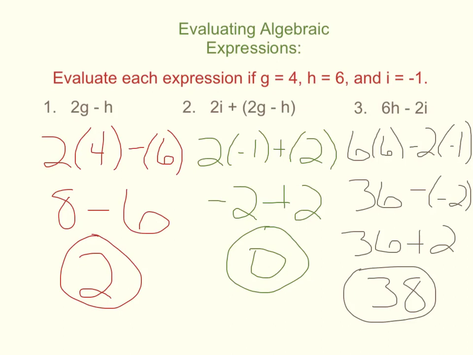In the third example, I plug in 6 for h and negative 1 for i. So I have 6 times 6 minus 2 times negative 1. I do my multiplication first. 6 times 6 is 36, and 2 times negative 1 is negative 2. So I have 36 minus negative 2. When I subtract a negative, it's the same as adding a positive, so it's really 36 plus 2, which is equal to 38.